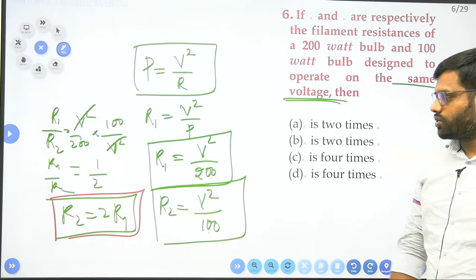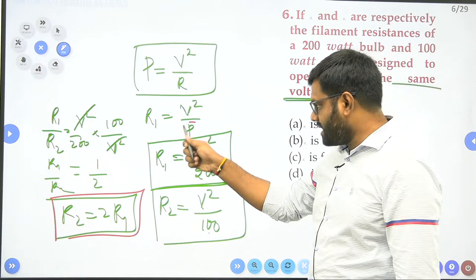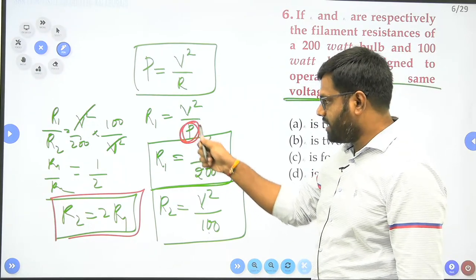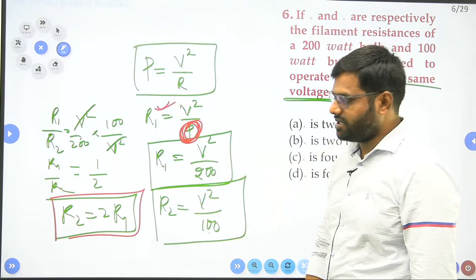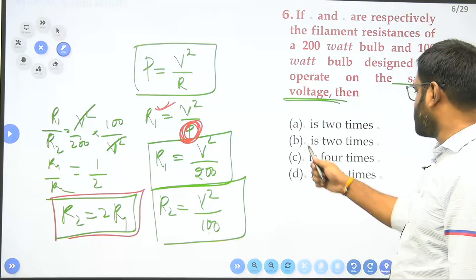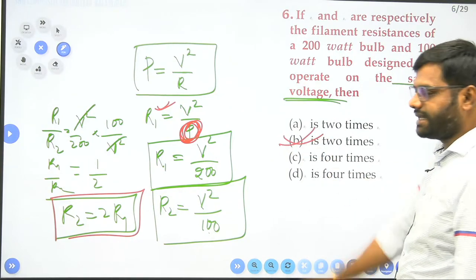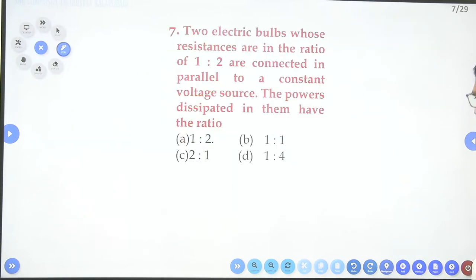R2 is equal to 2 times R1. Yes, as we know, the larger the rated power value, the smaller the resistance. So here, 200 and 100 is there, then of course R2 is 2 times R1. You can take the second option as the correct answer. Okay, let's see the next question, beta.